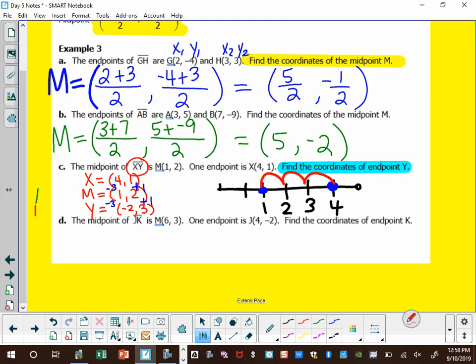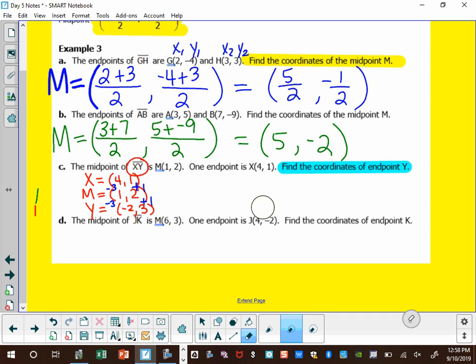Okay. So what is my endpoint of y? What do we have as the endpoint of y? Negative 2, 3. Yes, good. Let's practice with letter D.